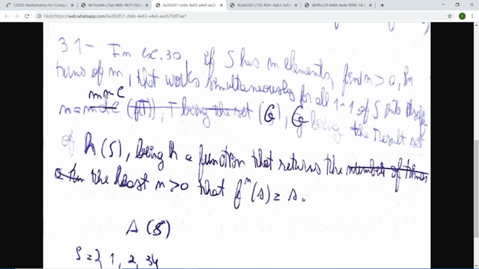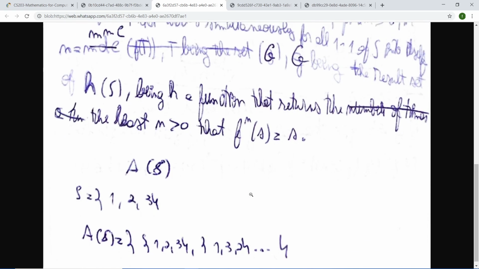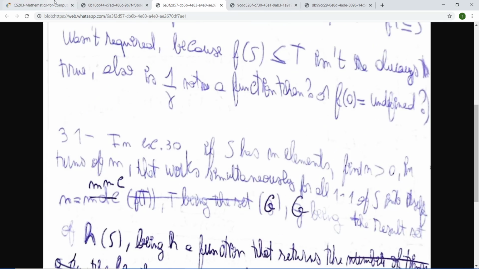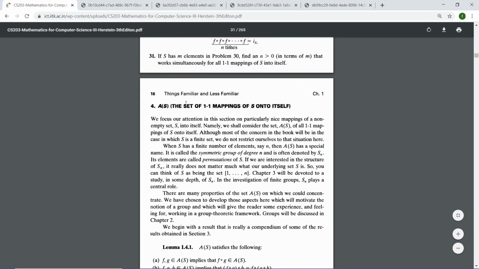would work. So I did the least common multiple, and this way I know that if n equals this, it will all be the identity function for everyone. And this was not really well explained, but I was writing this while I was thinking, and eventually got to the answer. So yeah. So after this, I read the section A of S.